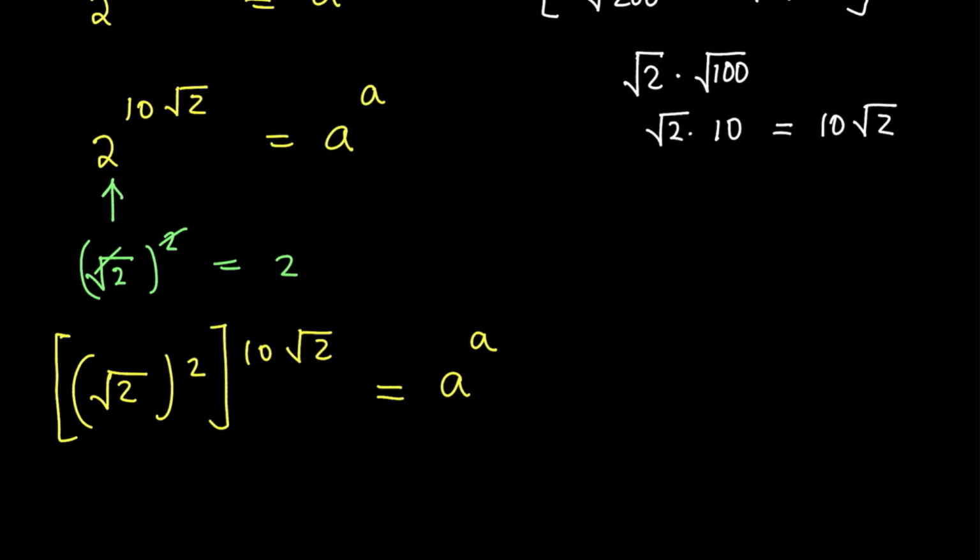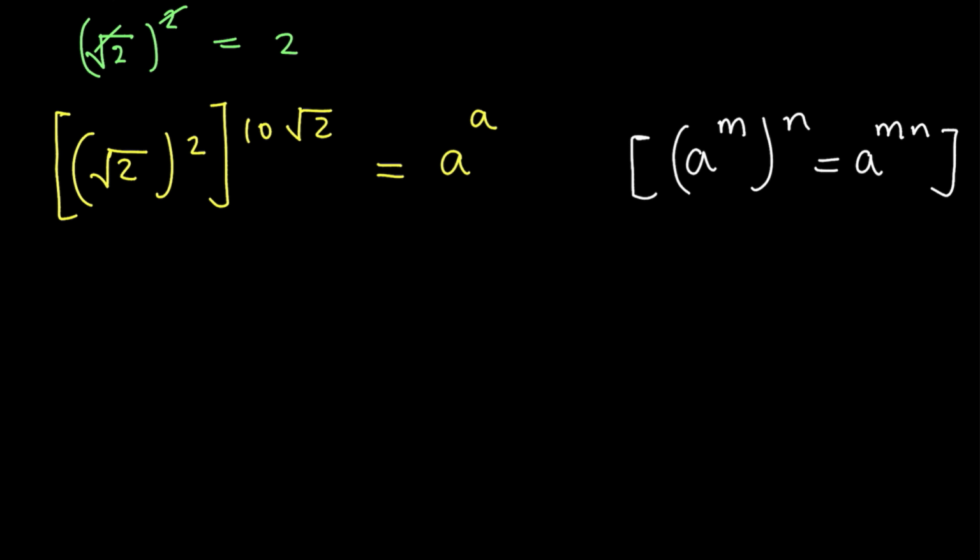By law of indices, we can open up this bracket using this law: a raised to power m raised to power n is simply a raised to power m times n. This will give us root 2 raised to power 20 root 2 is equal to a raised to power a.